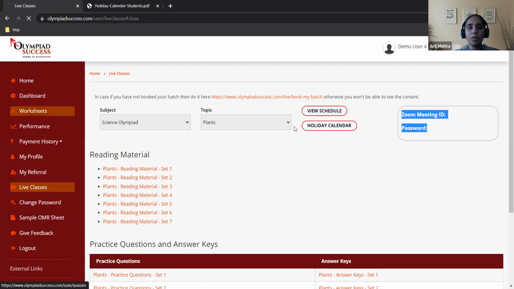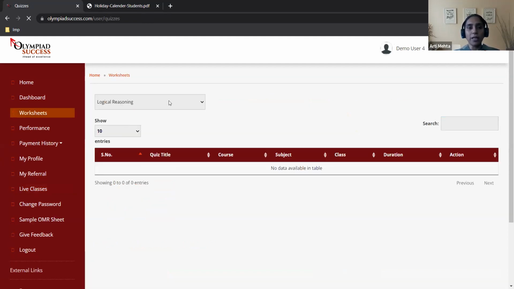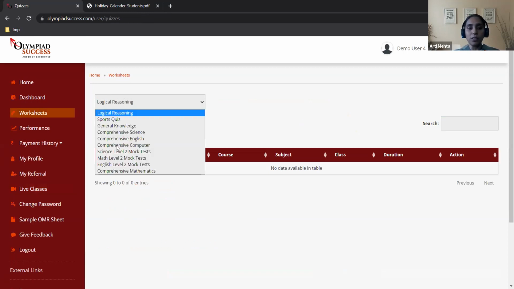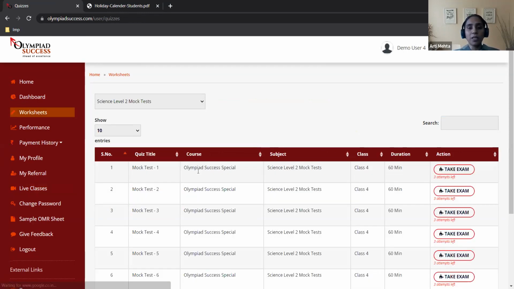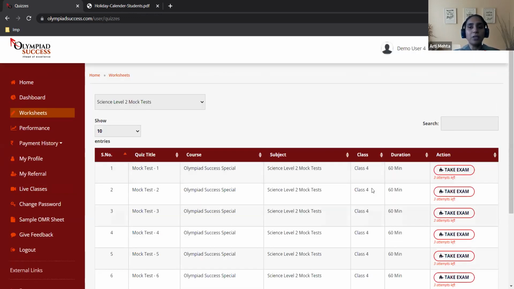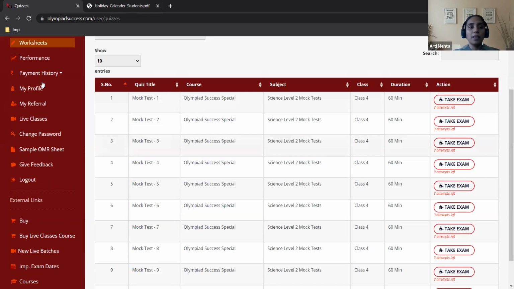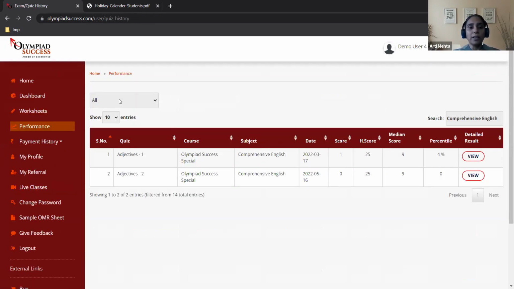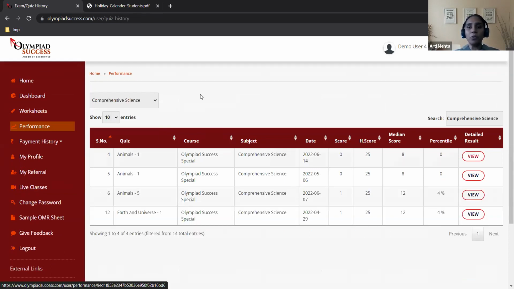The second important thing is the worksheet. You would be getting access to the level 2 mock test. You just have to click on this and go to the science level 2 mock test. A set of 10 mock tests will be available to you. Click on the take exam button to take your mock test, and then you can check your answer keys by going to the performance tab, selecting the subject, and clicking on the view button to view your answer keys. So that is all about the platform.